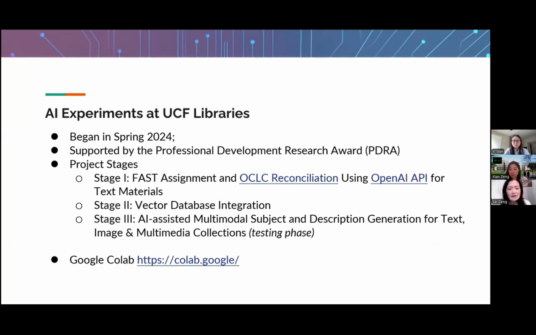So in our project stage 1, we tested the FAST assignment through the OpenAI API with OCLC FAST reconciliation. In stage 2, we adopted a FAST vector database, and we are now in stage 3, AI-assisted subject and description generation for text, image, and multimedia collections.